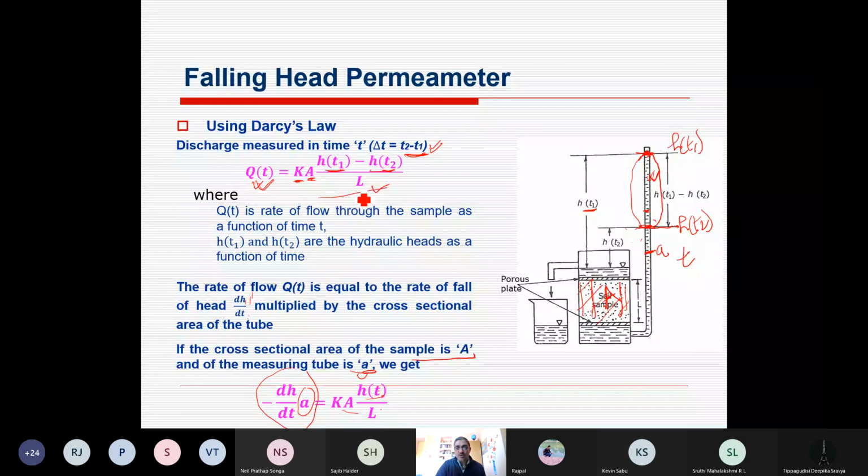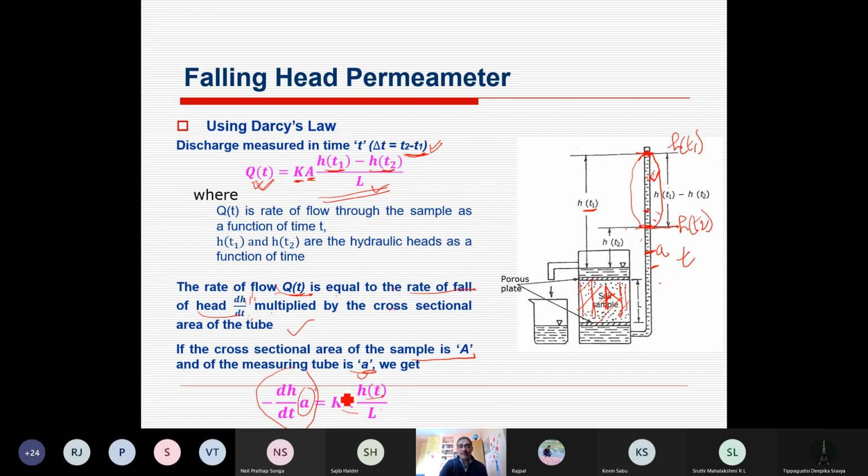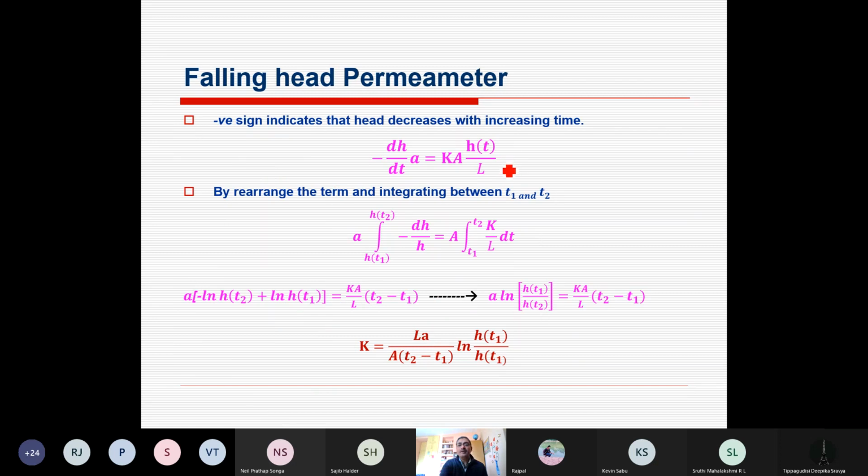So these two conditions, is it clear to you? Okay. So the rate of flow Qt is equal to the rate of fall of head ds by dt multiplied by the cross-sectional area of the tube that is supplying water to the sample. So the rate of fall of water in this supply tube is equal to the rate of flow collected per unit time.